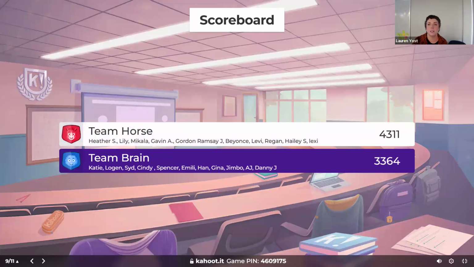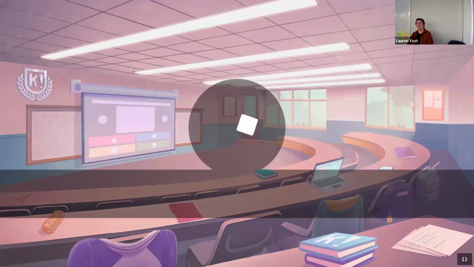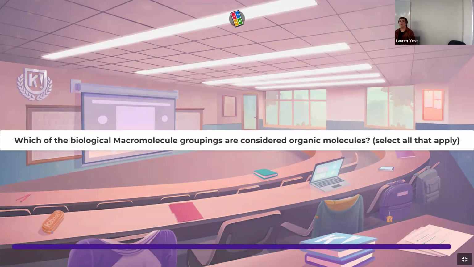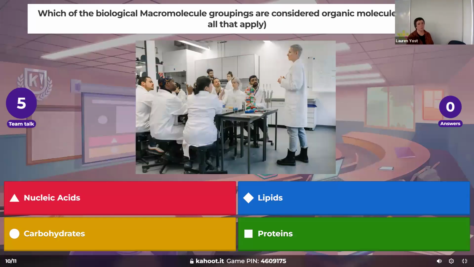All righty. This is it. Are we close? Only 2 more questions left. This is number 10. Multi-select again. Which of the biological macromolecule groupings are considered organic molecules? Which of these are the organic molecules?